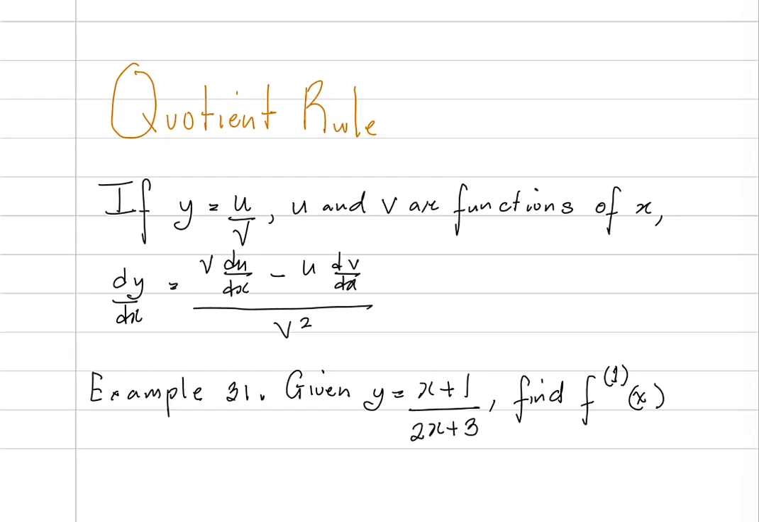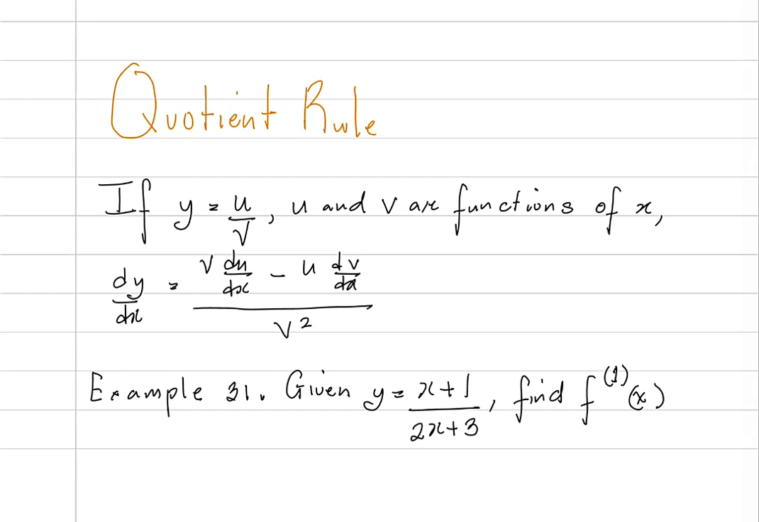So the quotient rule is saying if you're differentiating a fraction where the numerator and the denominator are functions of x, and if we say that the numerator is u and the denominator is v, the gradient function dy by dx would be equal to v du by dx minus u dv by dx, all over v squared.